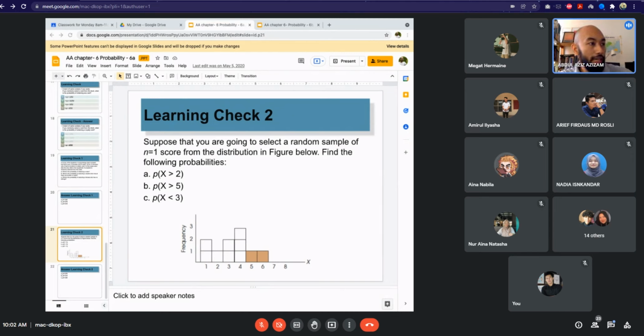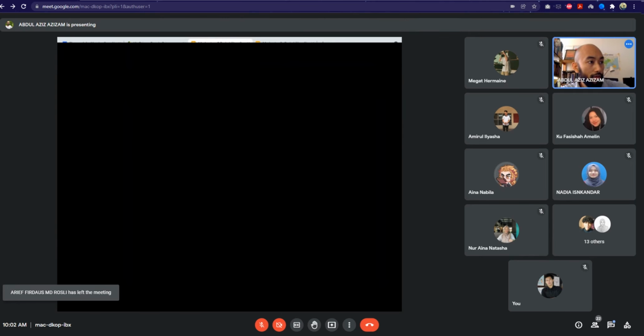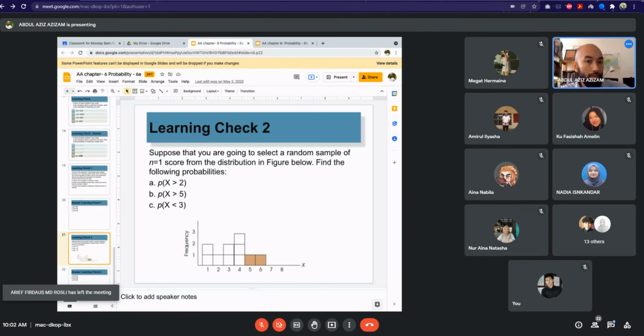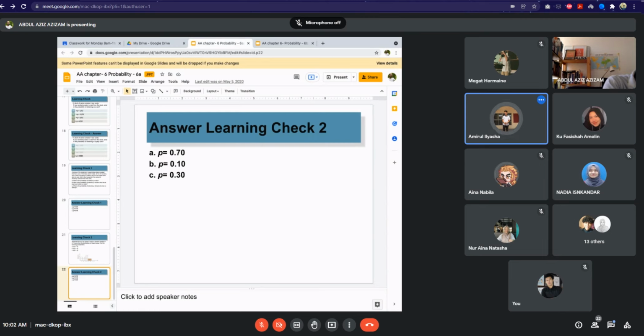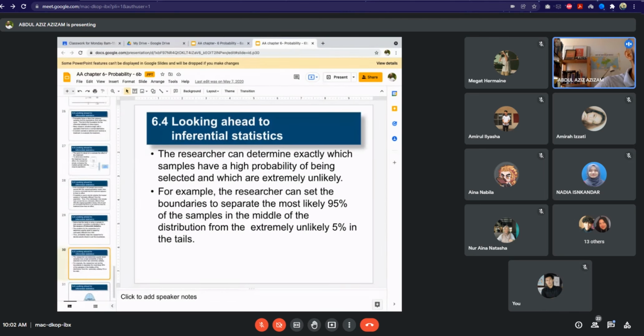Okay, now learning check number 2. Dapat jawapannya? Sama? Semua sama? Sama je. Sama sir. Good. So sekarang you all dah clear. It's not difficult.